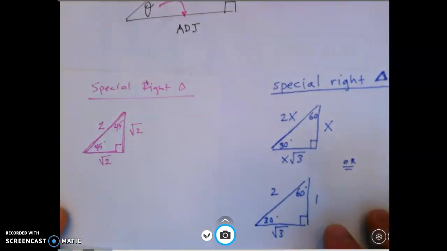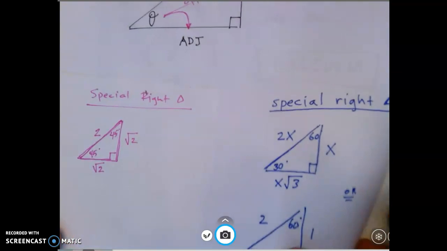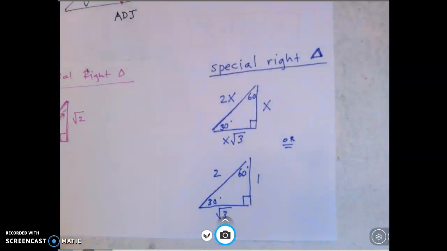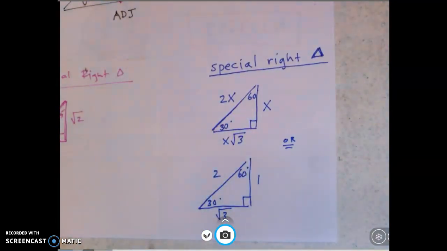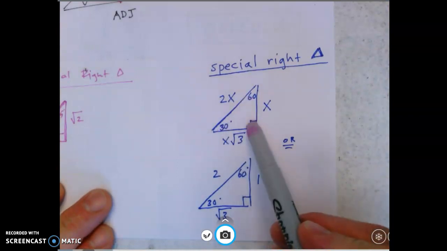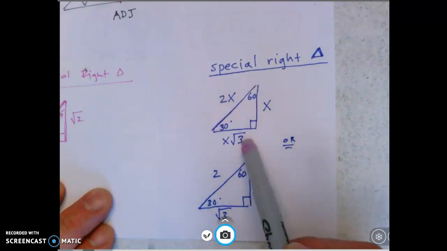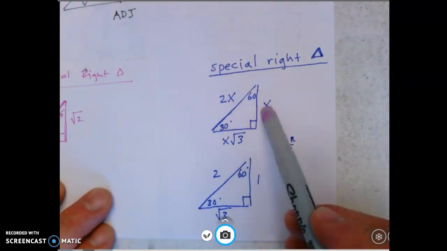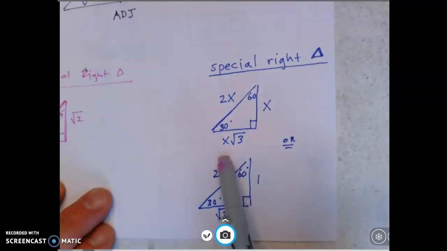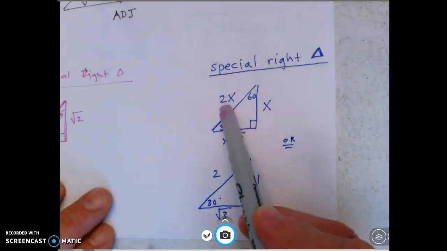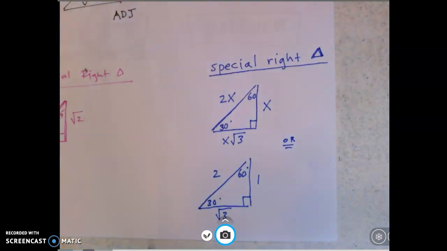Next, we have special right triangles. And all this means is we have right triangles, and I'll start with the 30-60-90 first. Okay, so this special right triangle is a 30-60-90 triangle. That means that the relationship of the sides will always have this relationship. Opposite the 30 will be x, opposite the 60 will be x root 3, and opposite the 90 will be 2x.